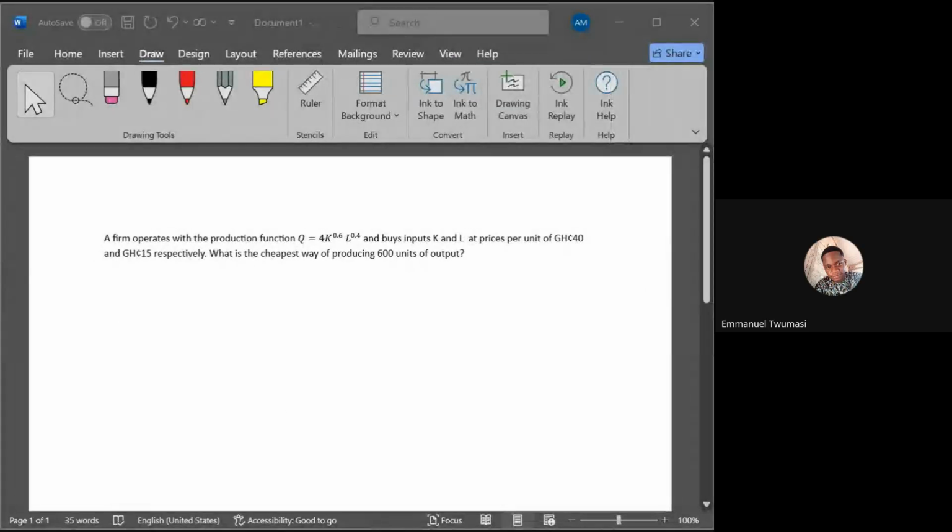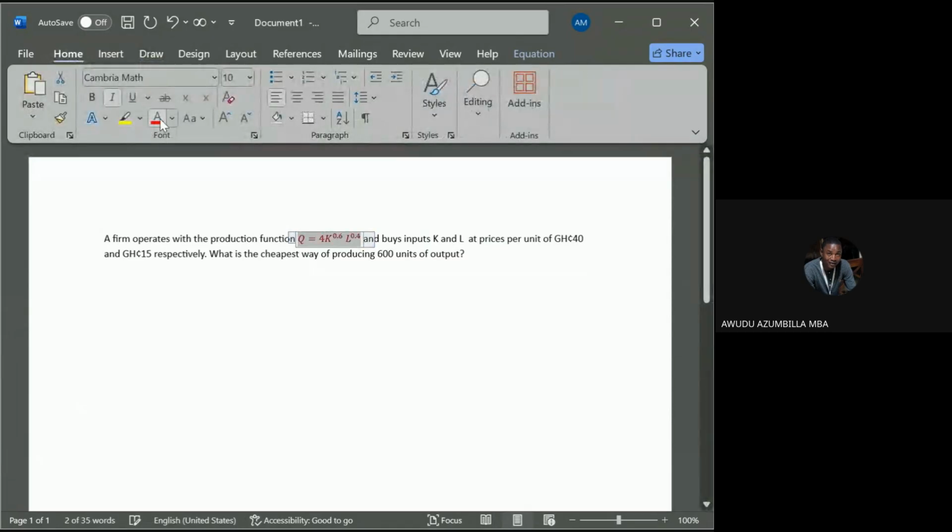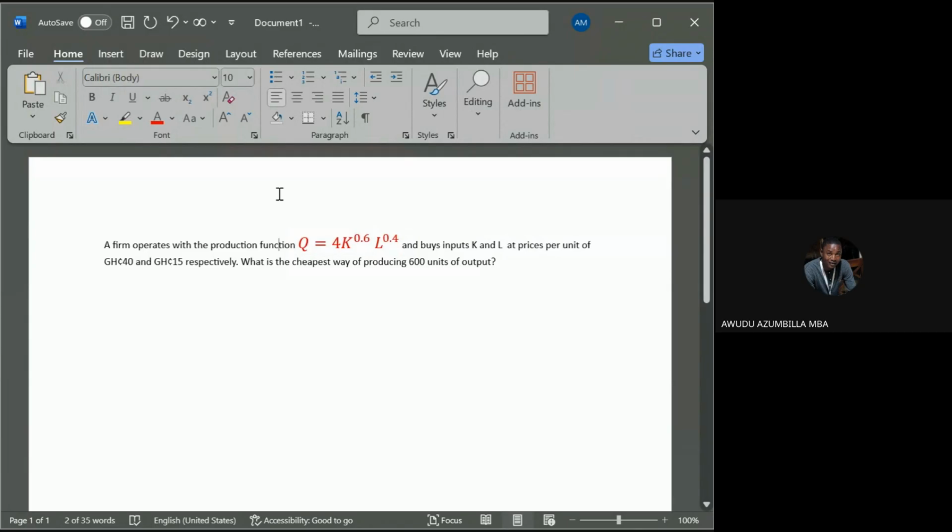Yes, sir. Okay. So this is the question that we are going to solve. A firm operates with the production function. This is the production function, and it buys input capital and labor at price. Capital is equal to 840, and then labor is equal to 15.